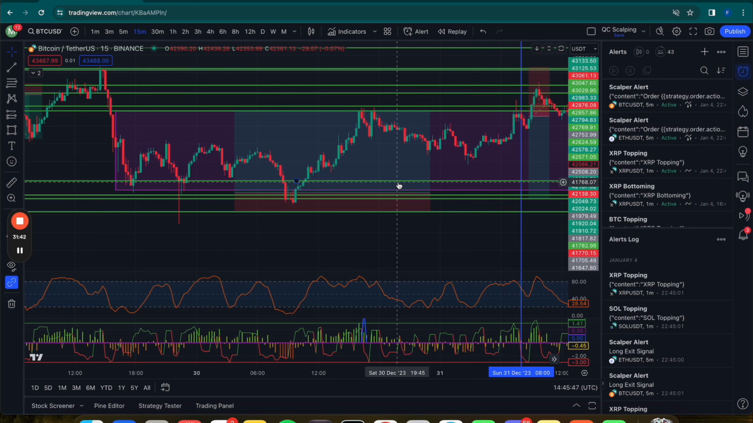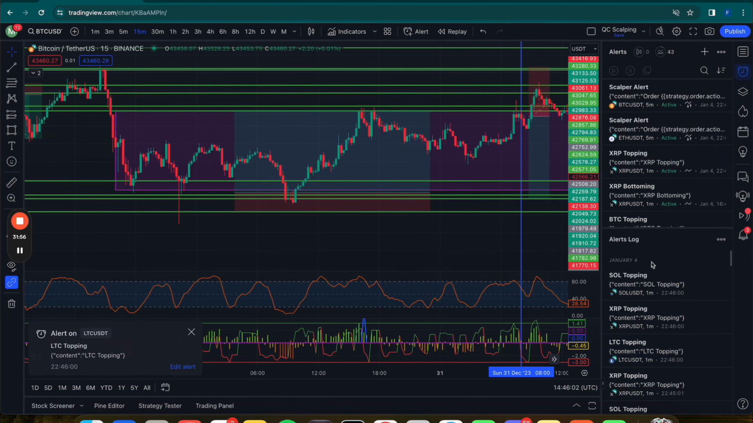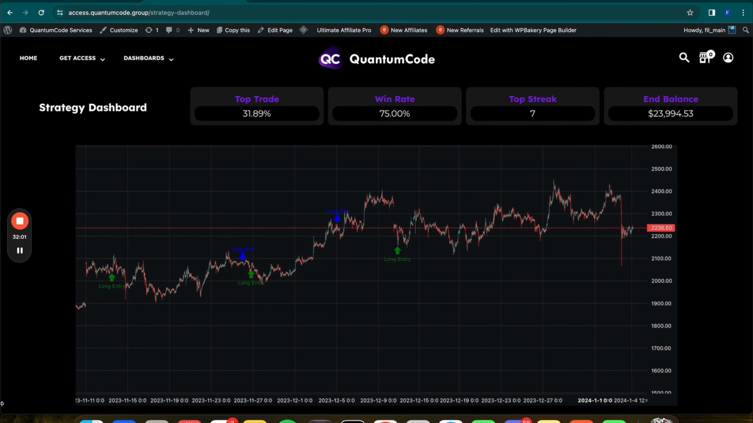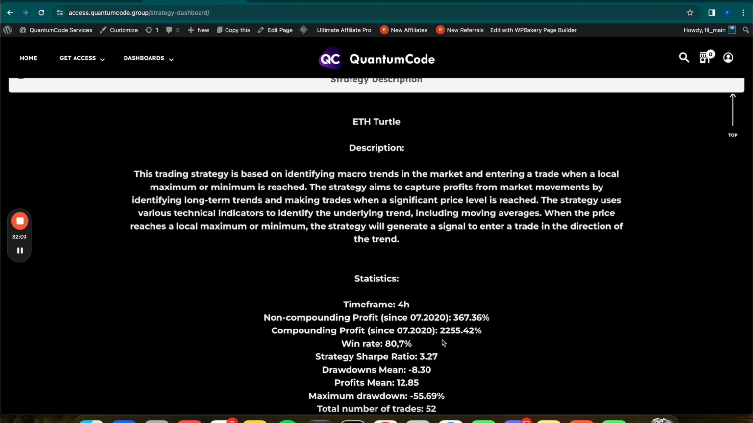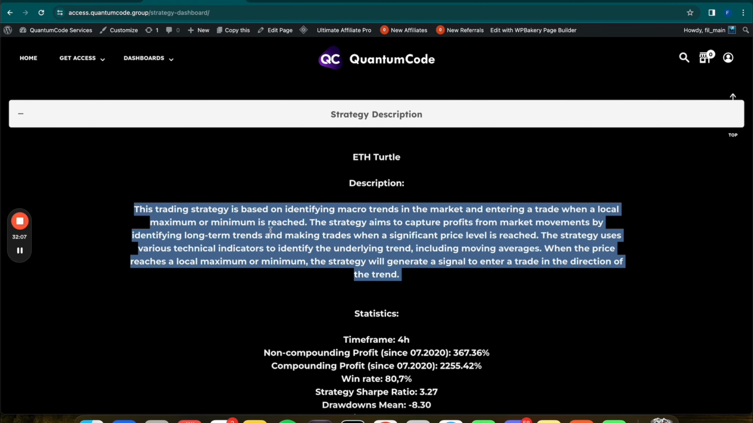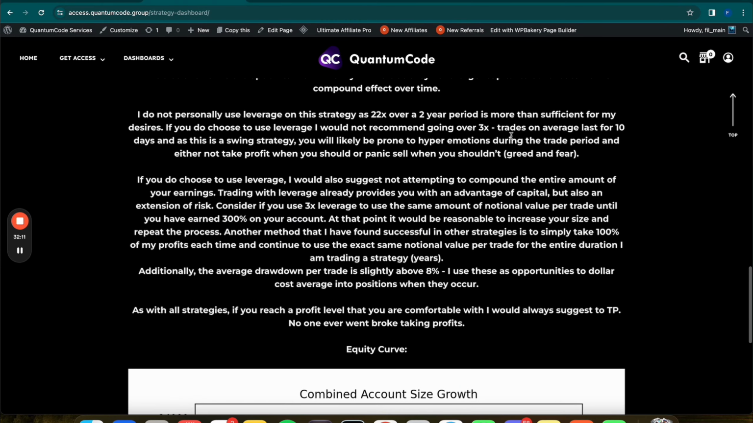So the trades are a bit longer. And this is the most profitable strategy, like single strategy, not within a bundle, that we have. I think it made over 22,000% over 2 years or something like that of actual trading data. 2,200%, sorry. So yeah, and this is the strategy. It's a very, very profitable strategy.